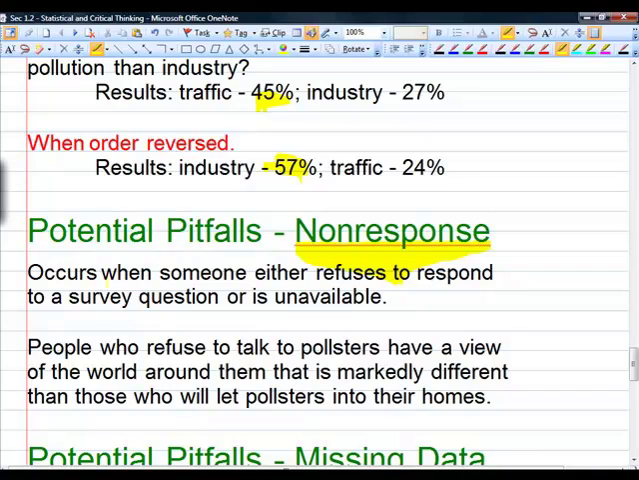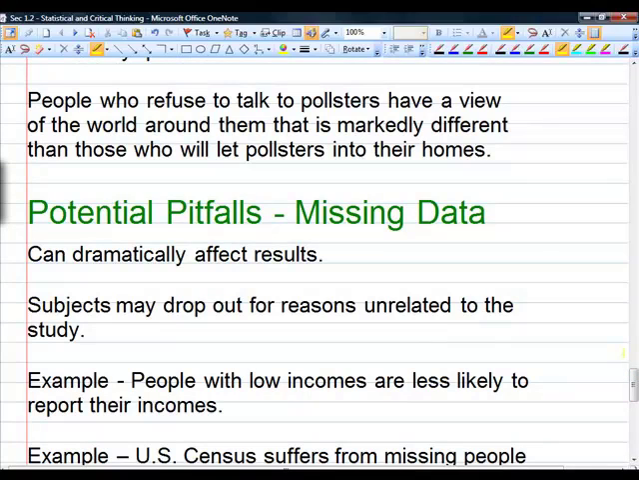But non-responses occur when someone either refuses to respond to a survey question or they're unavailable to respond to the survey question. We treat them the same. They're people who refuse to talk to pollsters. They do have a view of the world around them that is markedly different from those who will let pollsters into their homes. Another potential pitfall is missing data.